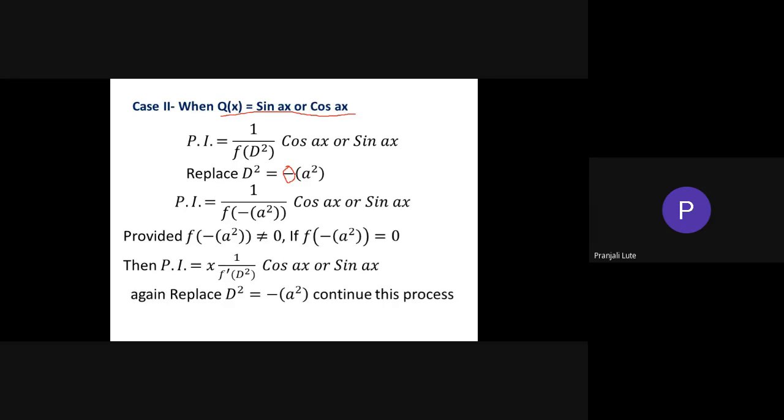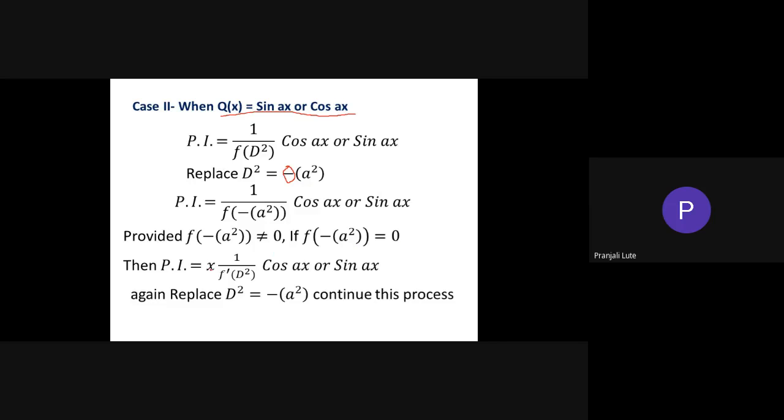It is minus, write down minus outside and then a square. So here 1 upon f of minus a square, cos x or sin x, again provided that after replacing D square by minus a square, the denominator will be not equal to 0. In case the denominator will be 0, the answer does not exist, means your case is fail.